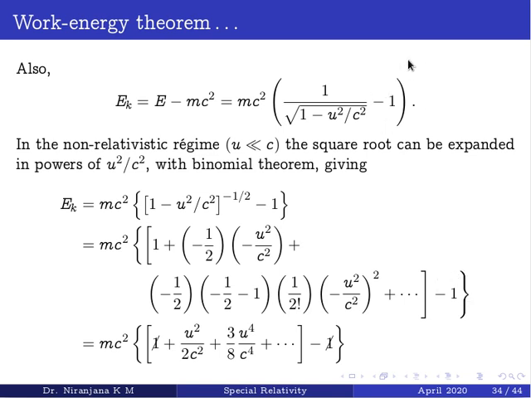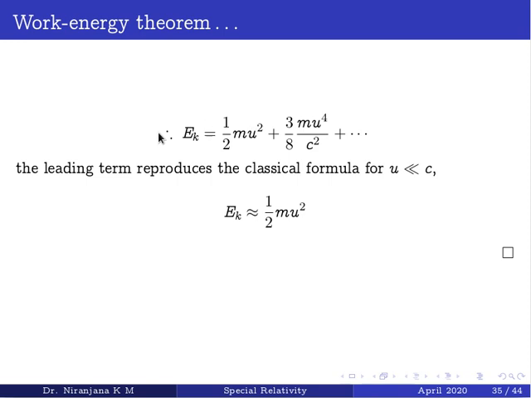And this minus 1 which was here will get cancelled with the first term of the expansion, and you are left over with only the powers of u. And therefore this will be the expression for kinetic energy when you expand it with the binomial theorem. And the leading term reproduces the classical formula for when u is very less than c.